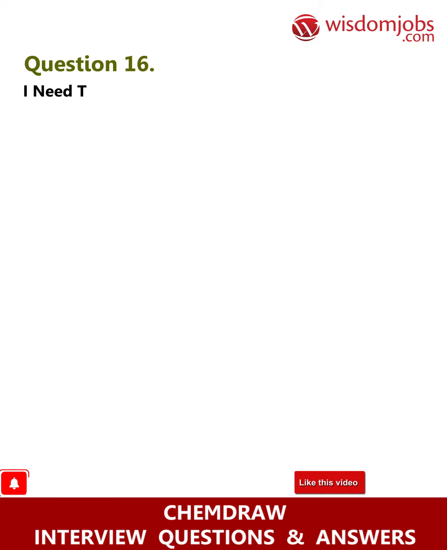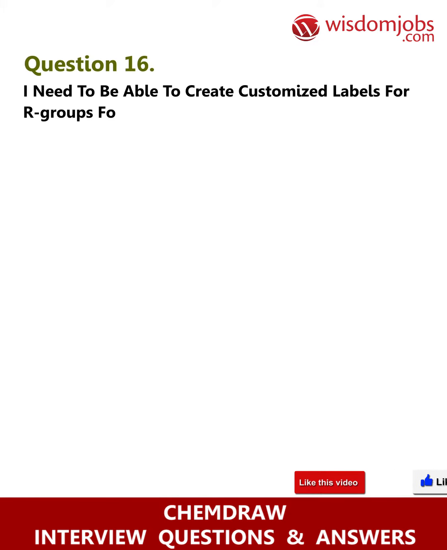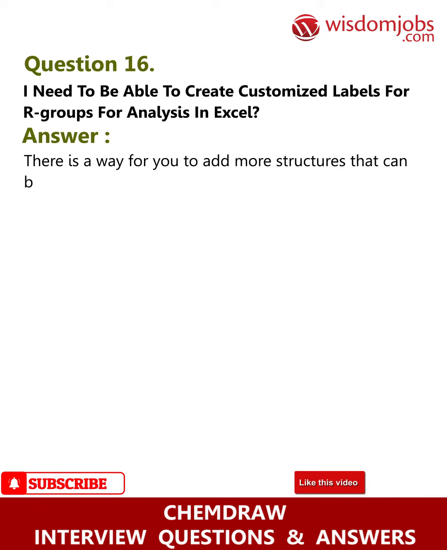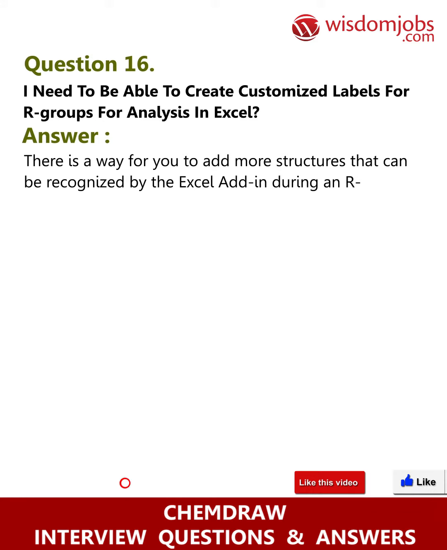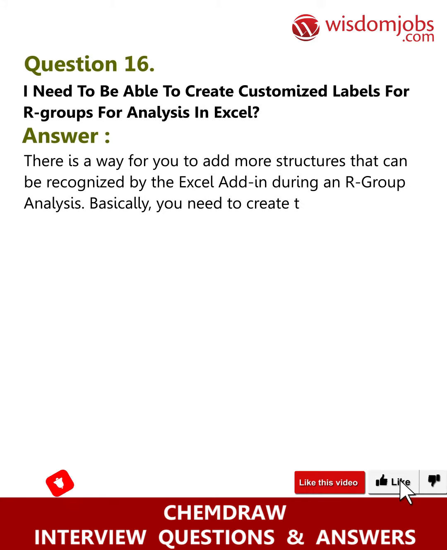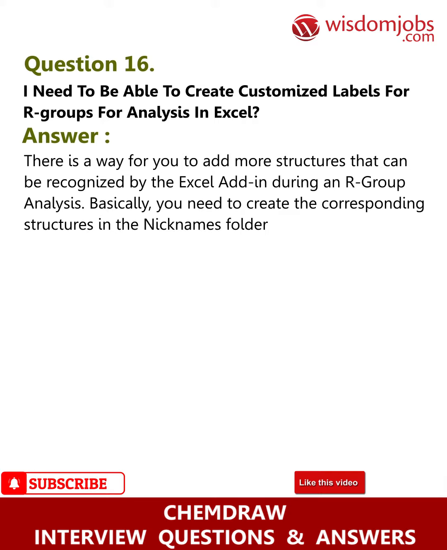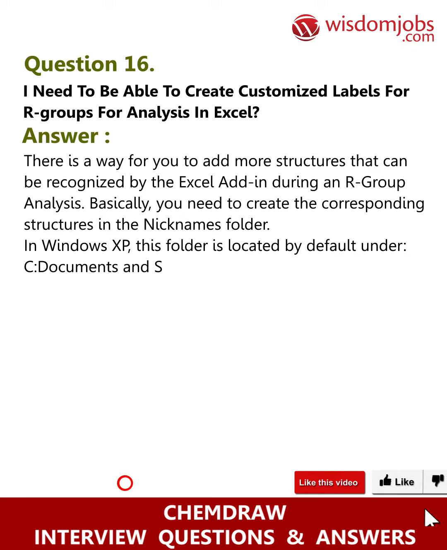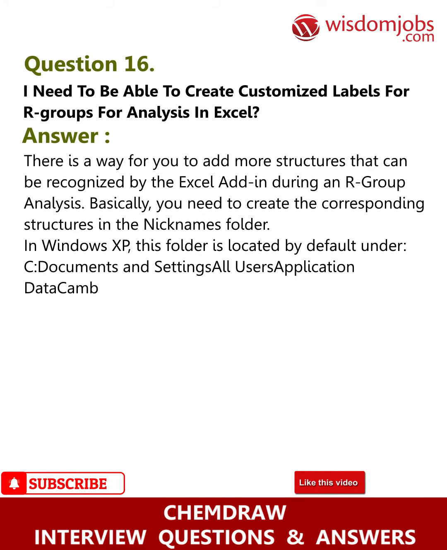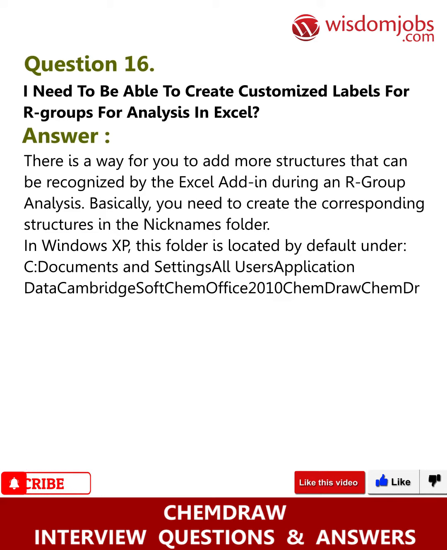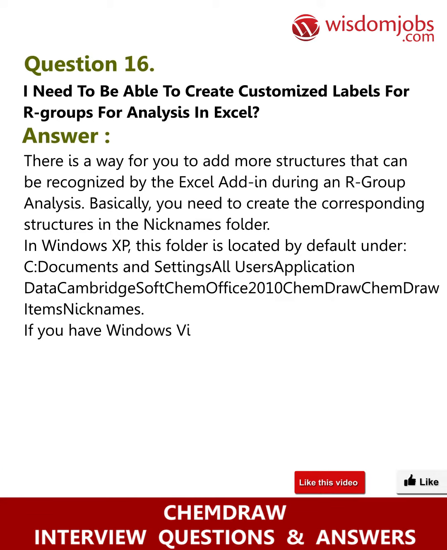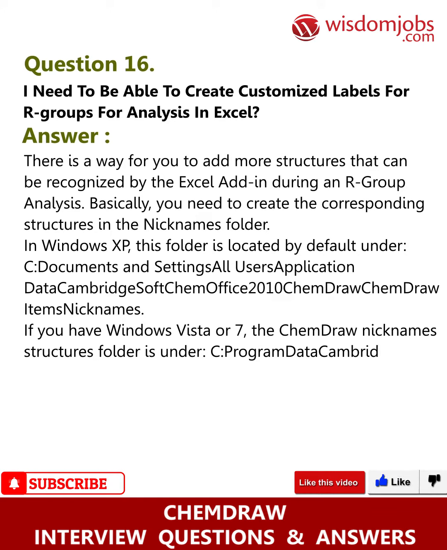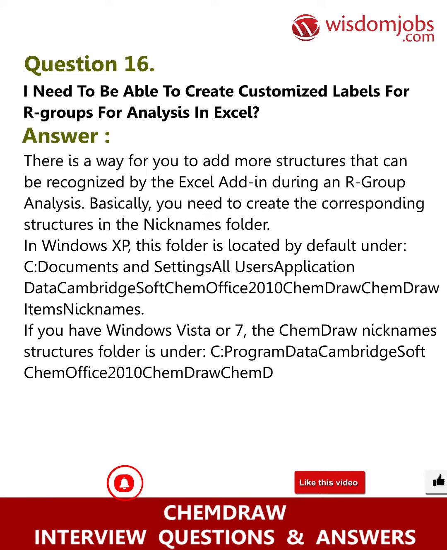Question 16. I need to be able to create customized labels for our groups for analysis in Excel. Answer. There is a way for you to add more structures that can be recognized by the Excel add-in during an R group analysis. Basically, you need to create the corresponding structures in the Nicknames folder. In Windows XP, this folder is located by default under C:\Documents and Settings\All Users\Application Data\CambridgeSoft\ChemOffice 2010\ChemDraw Items\Nicknames. If you have Windows Vista or 7, the ChemDraw Nicknames Structures folder is under C:\ProgramData\CambridgeSoft\ChemOffice 2010\ChemDraw Items\Nicknames.